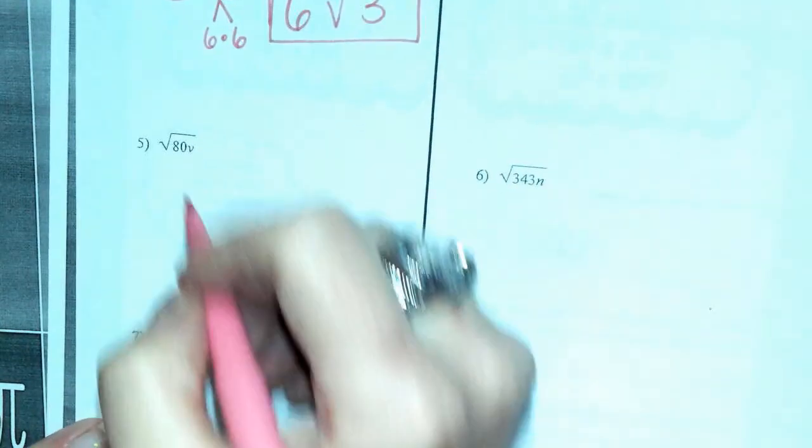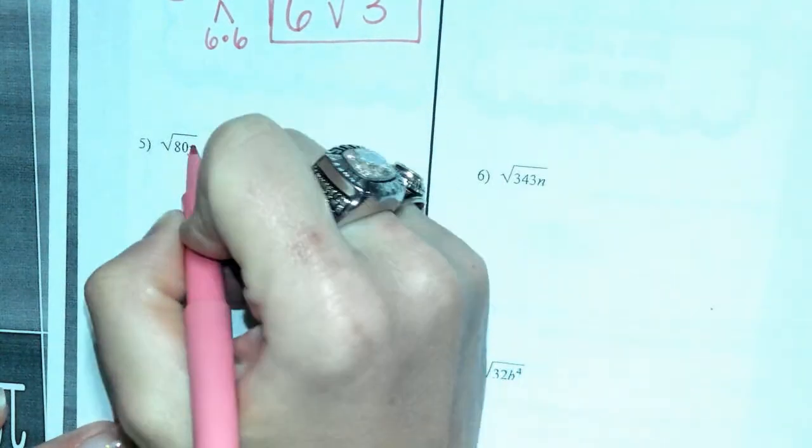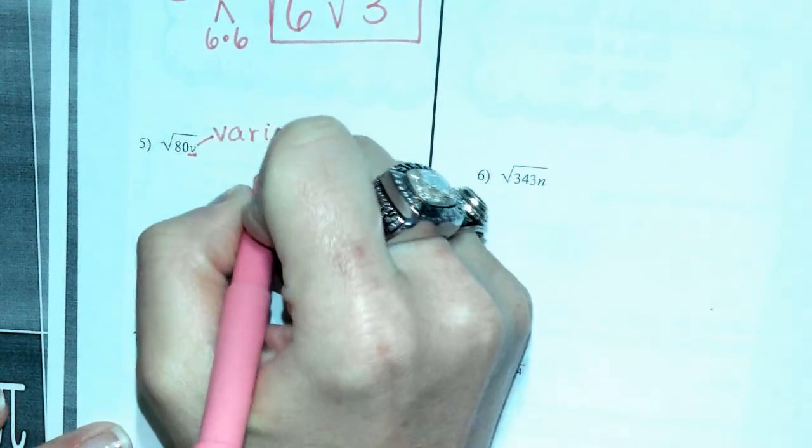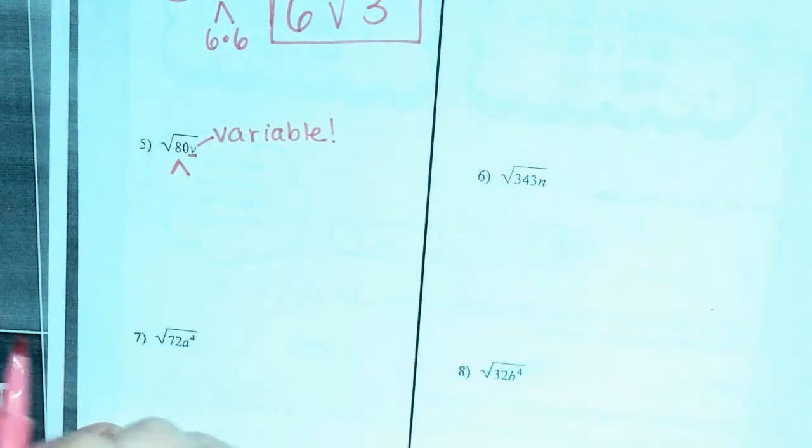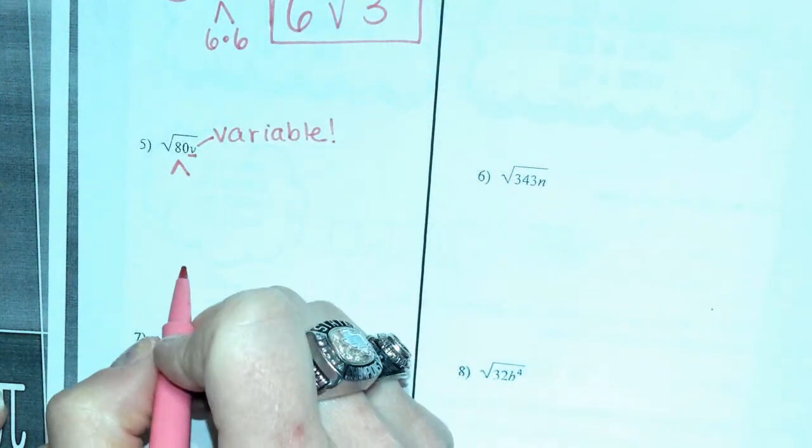All right, what do you see about number 5 that's different? It has a V. We have a variable. I'm going to show you what to do with that in just a second, but first, let's treat the number. Just look at the number 80 first. Don't worry about the variable yet.